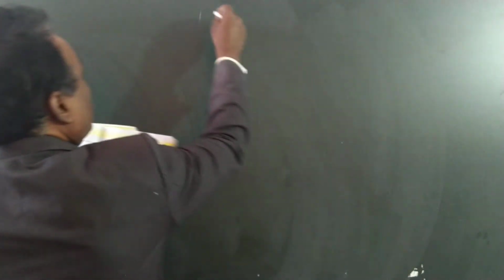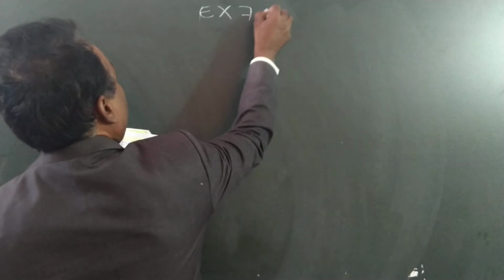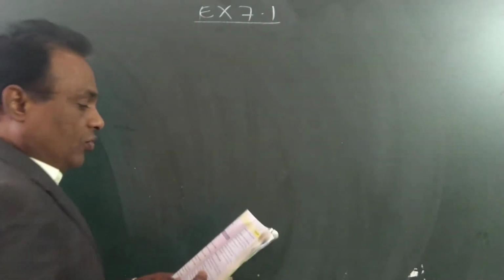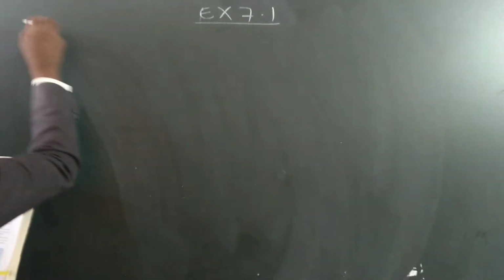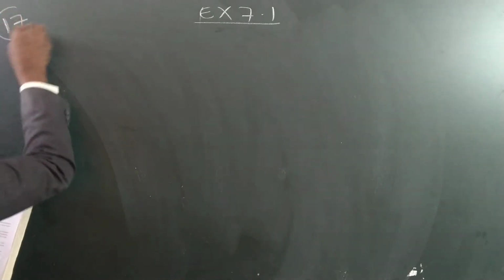So let us continue our frequency distribution tables and graphs. That is our 7th chapter in our textbook, and we have 3 exercises. Almost all of the first exercise is over, one problem left, and I will complete that problem and then we will go to the next exercise. Students, in this 7.1 exercise, you look at the textbook, one problem is left over, which is the 17th one.